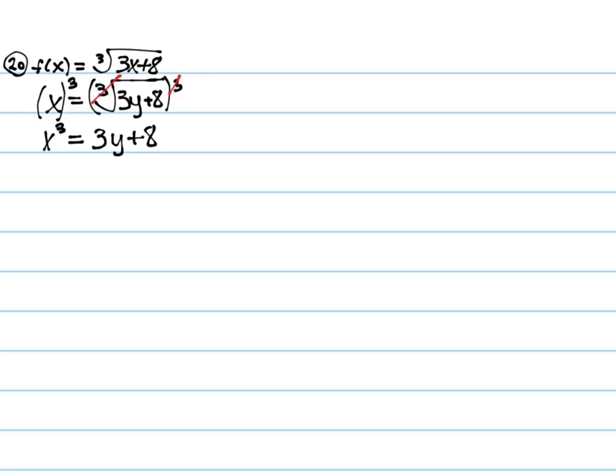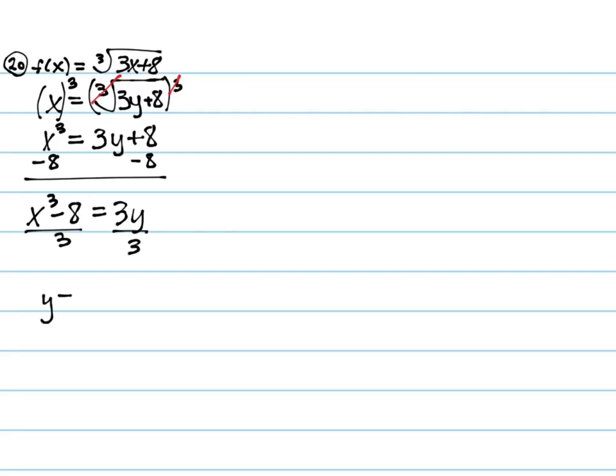What would be next? Right, I would subtract the 8, moving outside in. So now I have x cubed minus 8 equals 3y. And then divide by 3. So now my y equals x cubed minus 8 divided by 3. And my last step would be to rewrite it with the proper notation, which is that inverse notation. f inverse of x equals x cubed minus 8 over 3.